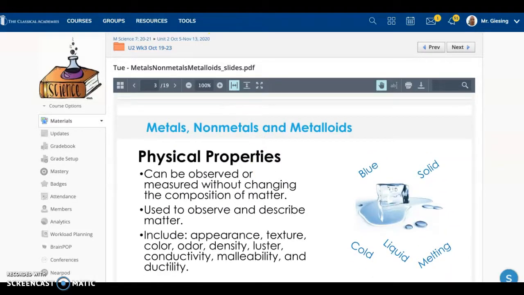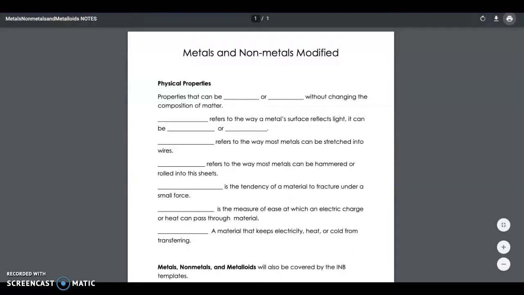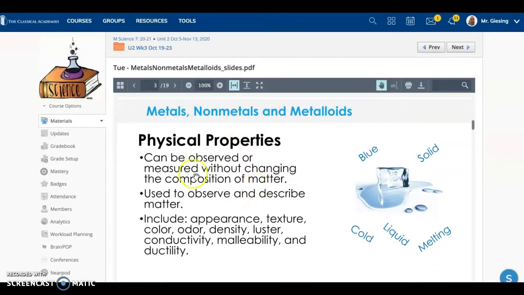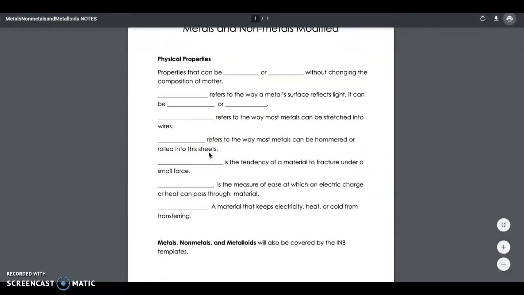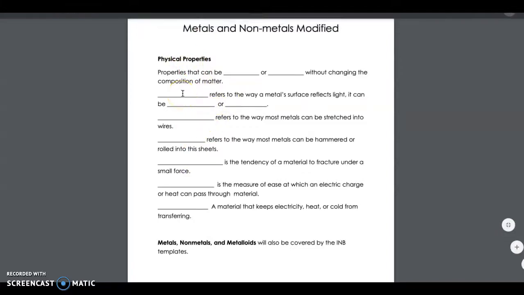So, for example, if we look at our notes paper, the first thing is talking about physical properties and properties that can be blank or blank without changing the composition of matter. And if we look at our slides, it says it can be observed or measured without changing the composition of matter. So in those blanks, we want to put in observed and measured. Now you're going to find the rest of the answers to these blanks in the rest of the slides. So I'll just show you one more real quick and I'll let you figure out the rest.